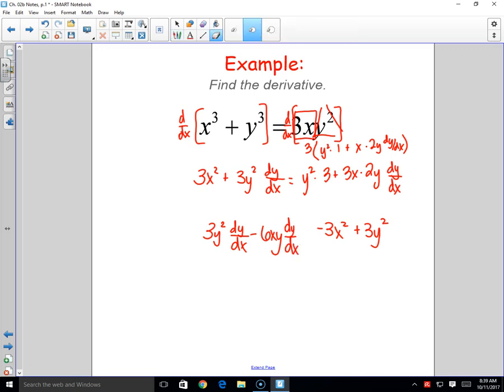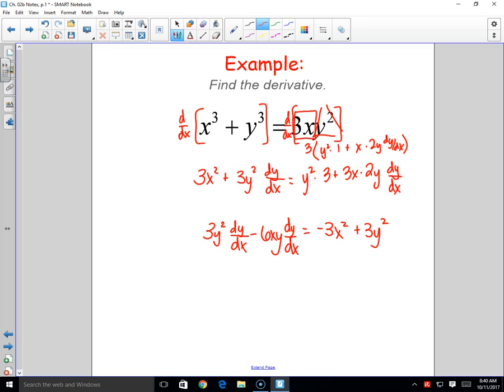Let's pause and let's check. I did a lot of algebra without showing it. I subtracted 3x squared because he did not have a dy dx. I kept him because he did. Then I went to the other side. And I kept the 3y squared because he does not have a dy dx. And I subtracted 3 times 2 is 6xy dy dx to the other side. Does that make sense, Sarah?